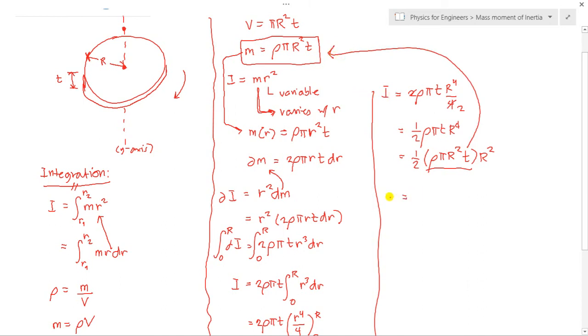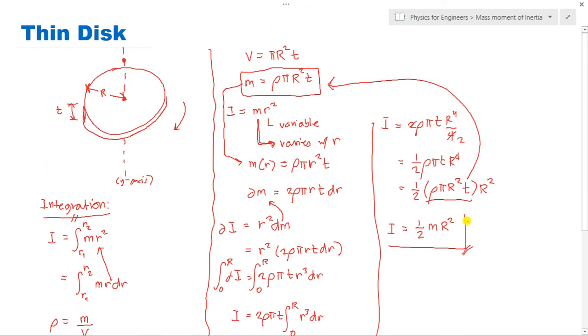So therefore we can say that I is equal to 1/2 mass times the square of the radius of the circular disk. So therefore that is the formula for solving the moment of inertia of our circular disk with respect to this y-axis given here, as you can see in the figure. Okay, so for the thin disk, the mass moment of inertia of the object is always dependent on the axis. Now if we change the axis, let's say we're going to put another axis, let's say this one, we call this the x-axis.